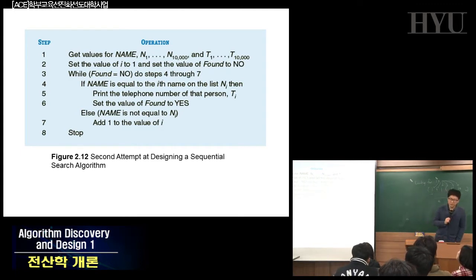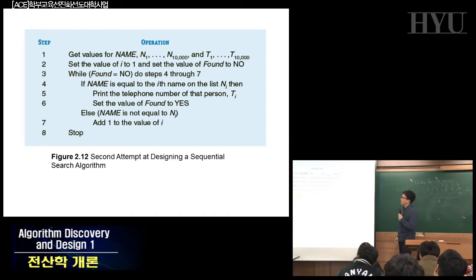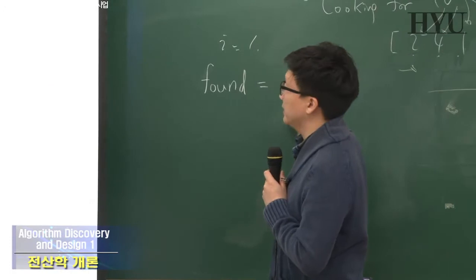Given values of 10,000 names from N1 to N10,000, according to each N, I have telephone numbers T1 to T10,000. Okay. Set the value of I to 1. I'm just going to follow. Set certain variable name found to no. We briefly discussed this. Okay, I have some variable name found, but I'm going to set it to no.